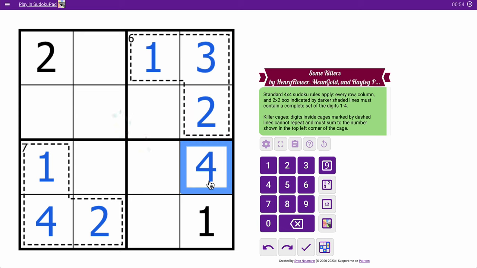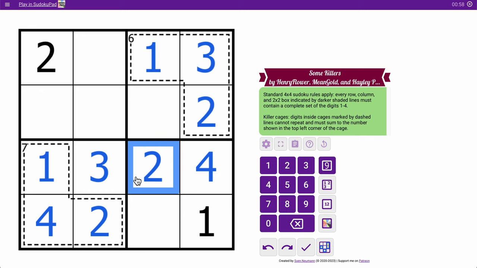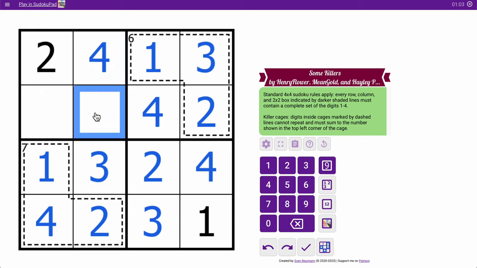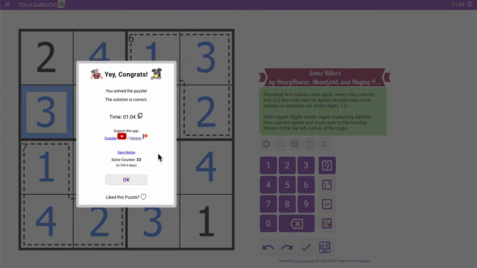Okay, this column is missing a 4. This box is missing a 3, and now we're just filling digits in. 4, that should be 4. This is 1, and that's a 3. And again, easy peasy.